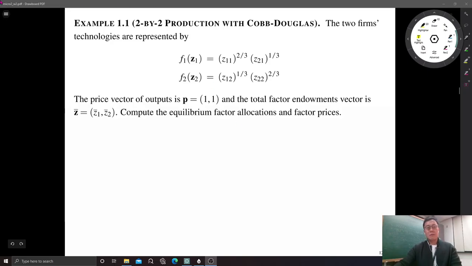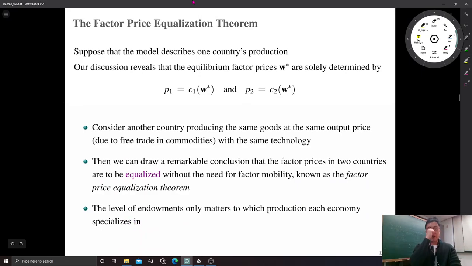All right, and let me just mention one more thing about this economy. That is the factor price equalization theorem. So remember, input prices are determined by these two conditions only. Suppose our model describes one country's production, and think about another 2x2 production economy that describes another country. Just compare South Korea and Japan, or South Korea and say Norway. Of course, the two countries have different total endowments. The population of South Korea amounts to 50 million, but in Norway, the population is just 5 million. And the amount of capital is also different.